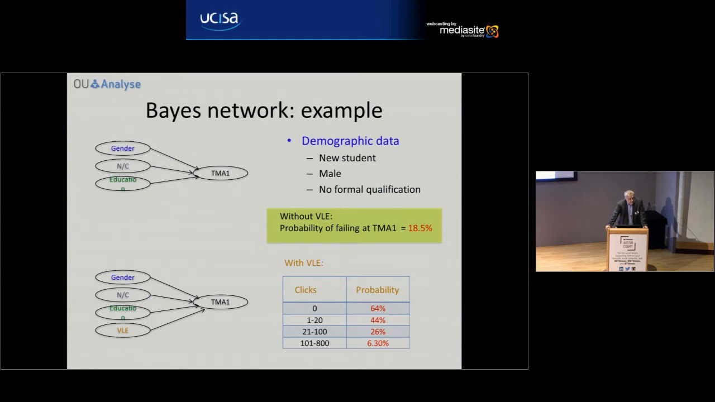If I don't take into account VLE, the probability of failure is 18.5% for a new student, male, no formal education. If I take into account clicks, and there is no click, it goes up to 64%. And if the student is clicking heavily, whatever it means, it goes down to 6.3%. This is just to convince you that VLE matters. And I will show you what we do with VLE later.